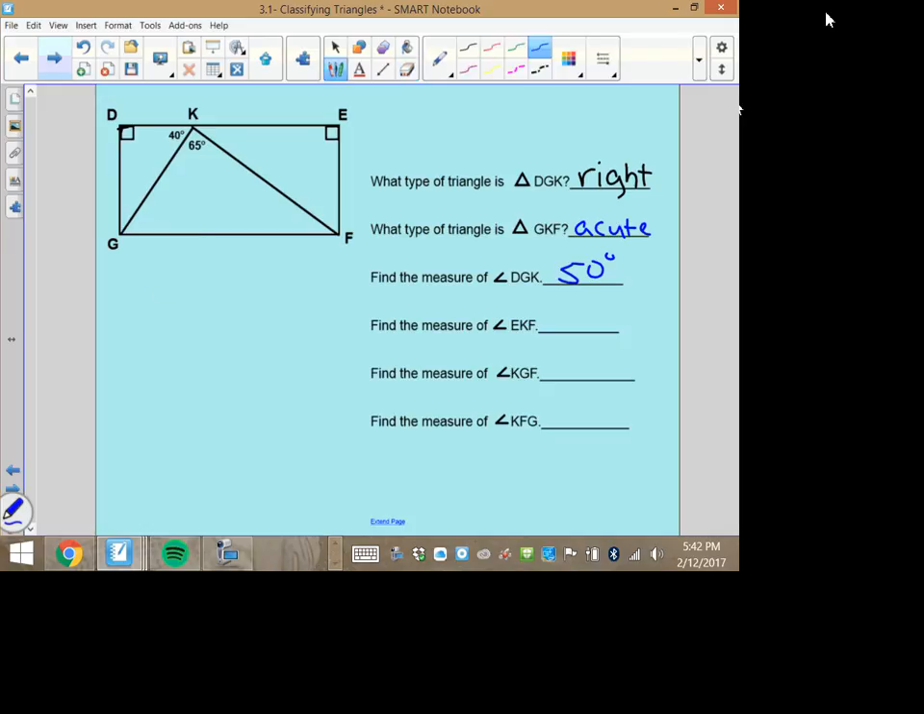And then now we're looking for the measure of angle EKF. So EKF, but note we have a straight line here. So all three of these angles have to be 180. So we can take 180 minus 65 minus 40 to give us 75 degrees. Following along, you should be able to finish these last two in a similar way, but angle KGF is 40 degrees and KFG is 75 degrees. So note why and go back and work those out and come in with questions.